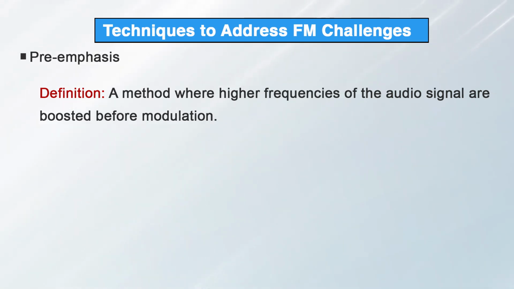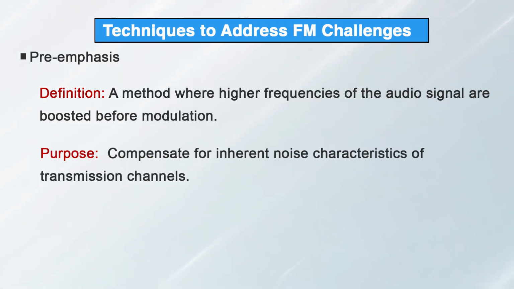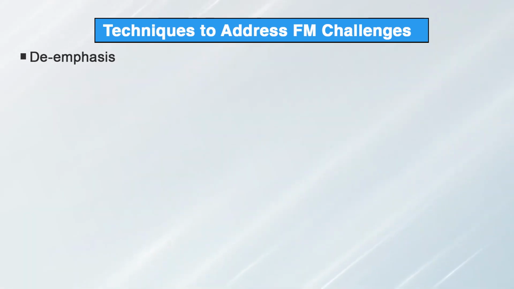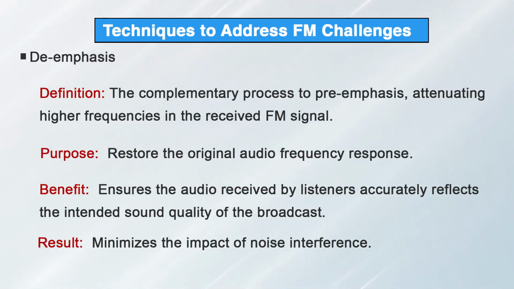Pre-emphasis is a method where high frequencies of the audio signal are boosted before modulation. This technique is designed to compensate for the inherent noise characteristics of the transmission channel, effectively improving the signal to noise ratio, abbreviated as SNR, and enhancing overall fidelity. De-emphasis, on the other hand, is the complementary process that attenuates the high frequencies in the received FM signal to restore the original frequency response.